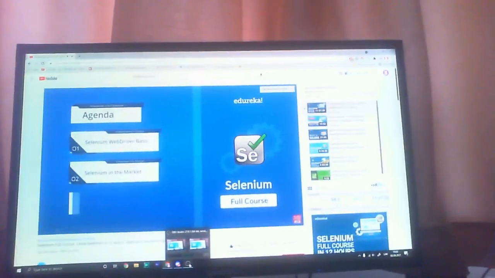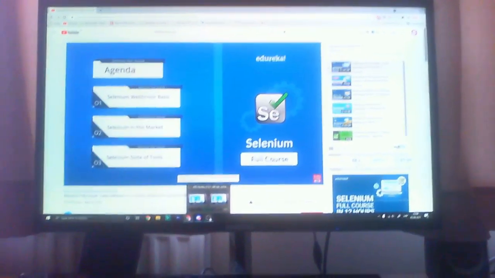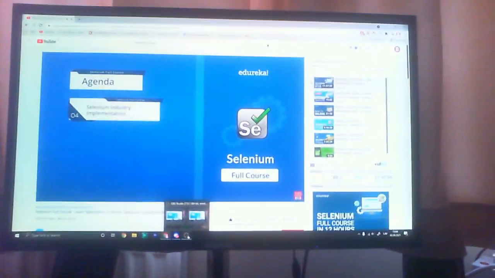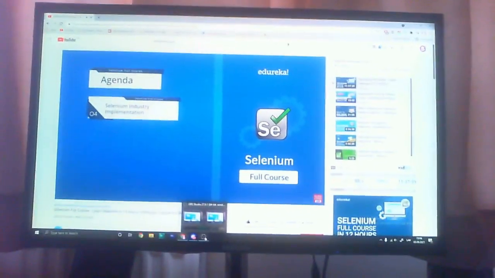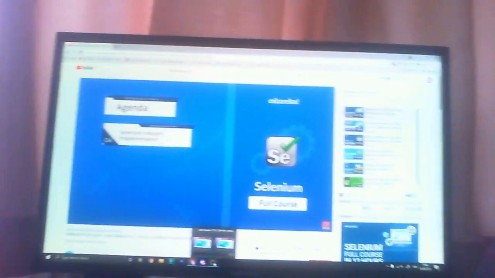and how Selenium fares compared to other tools. The third module will give you a quick introduction of the main Selenium suite of tools. Before, you will learn how Selenium is used in the industry, and you will also learn about a few real-time projects, popular frameworks, and tools it is used with.